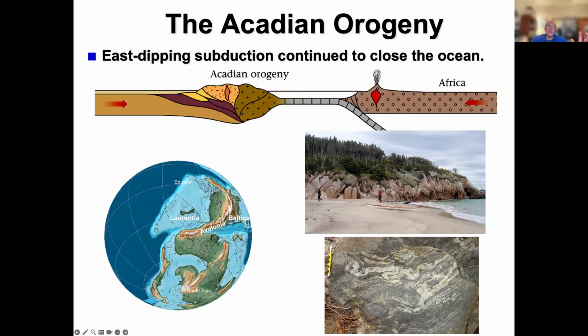And so do we have some rocks that represent this? Yes. And so I want to show some of those. On the right-hand side are two just spectacular examples. The top one's called the Burgess granite. The name's not important, but it's in Canada, in Newfoundland, and it represents that Acadian arc that we accreted.